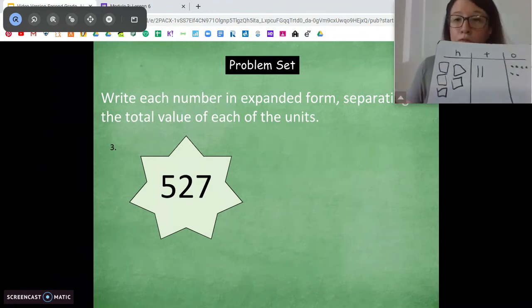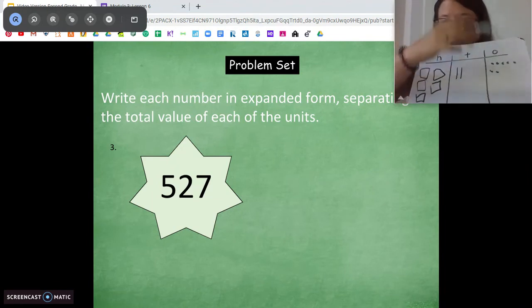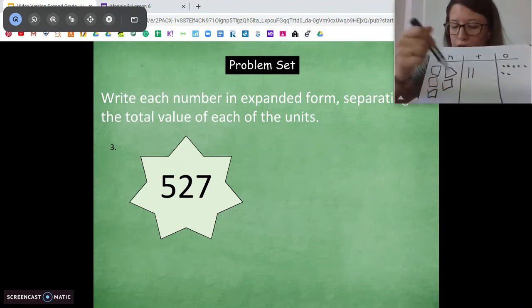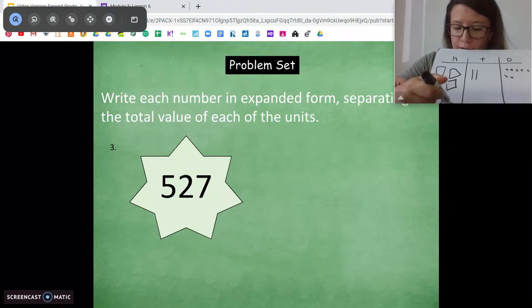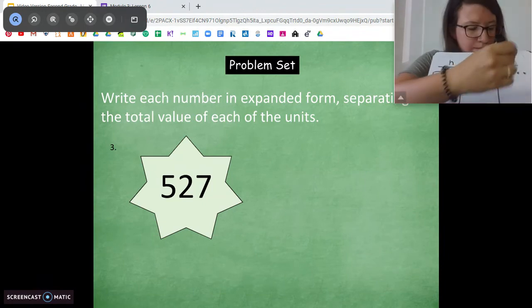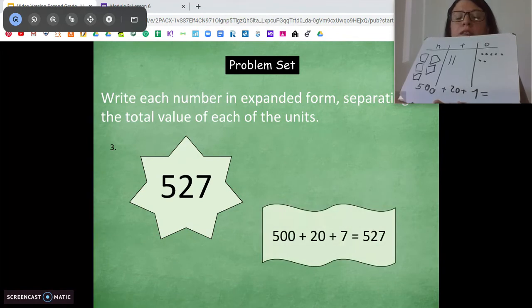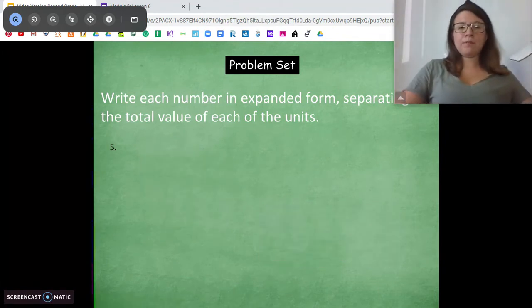So I'm going to now write an expanded form. Write the value of each unit. 100, 200, 300, 400, 500, plus 10, 20, plus 7 equals 527. Awesome. Good work. All right.